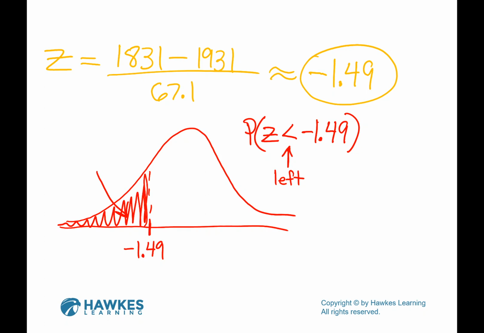Okay. Area to the left, we'll go to our normal tables, look up negative 1.49. Gives us 0.0681. Is the area to the left of that z value. So probability of a cow producing less than 1,831 pounds of milk per month, 0.0681. Or if you want to think about it, that's like a little bit less than a 7% chance. 6.81%. You change it to a percentage.